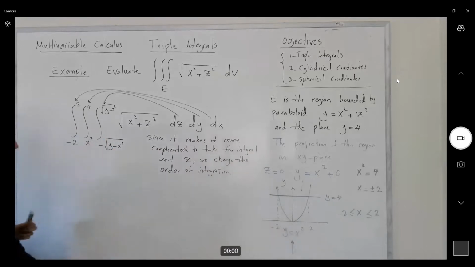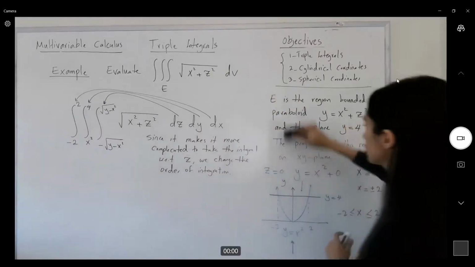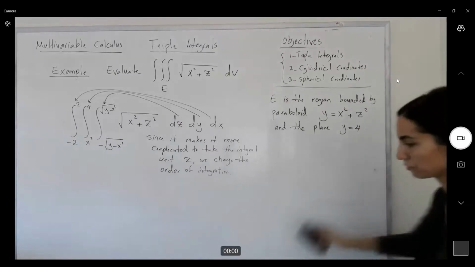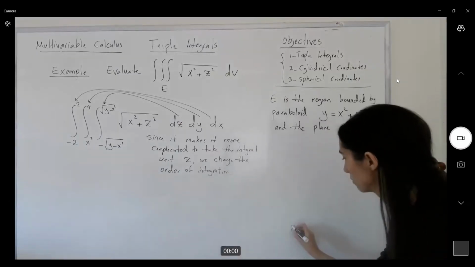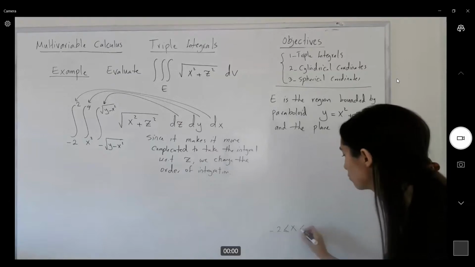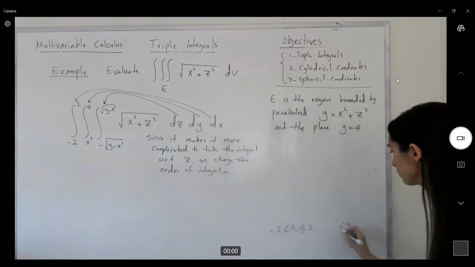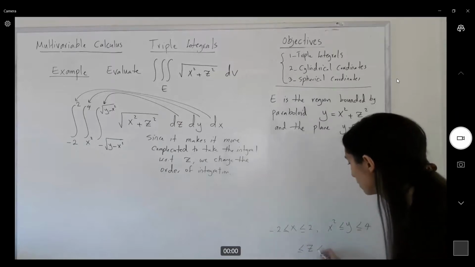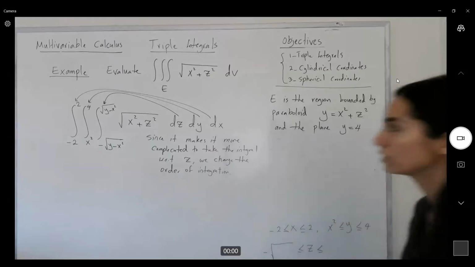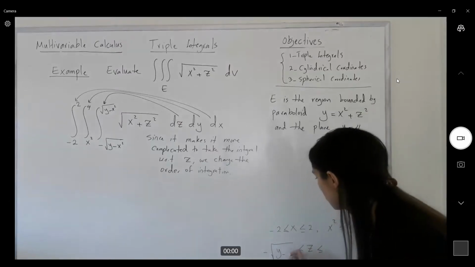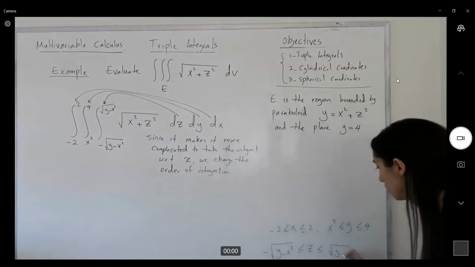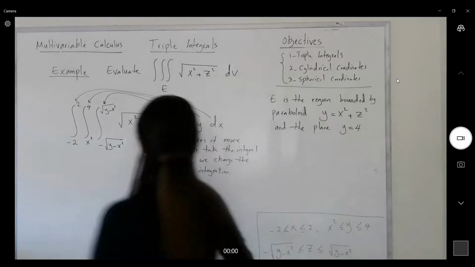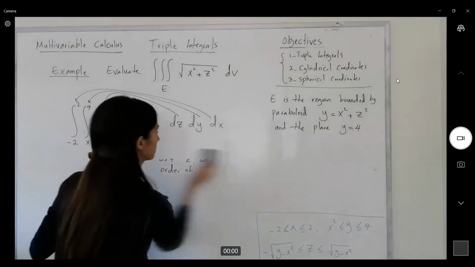So I'm going to write down the summary here. This is the boundary, and I know that my x is between -2 and 2. My y is between x squared and 4, and I know that my z is bounded between negative square root of y minus x squared and square root of y minus x squared. There you go.